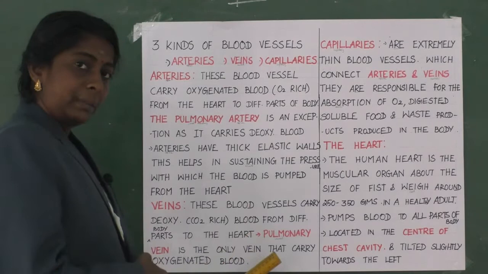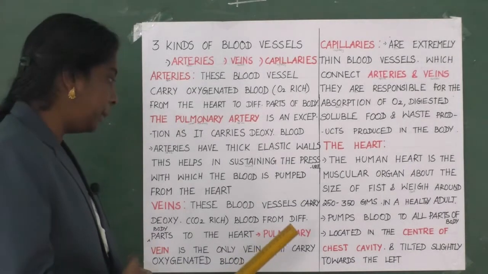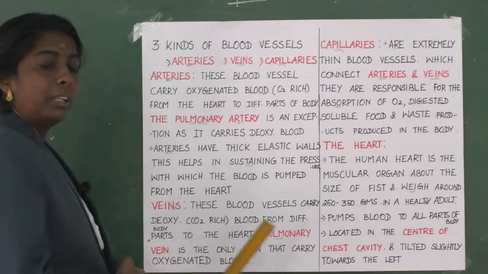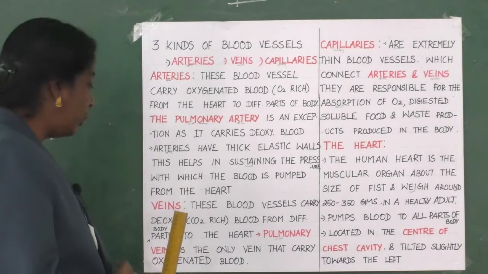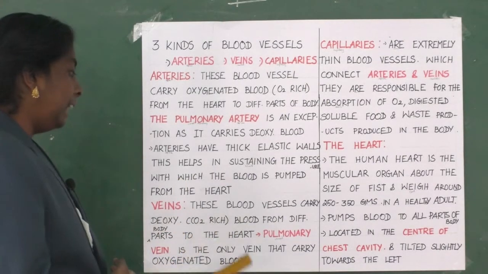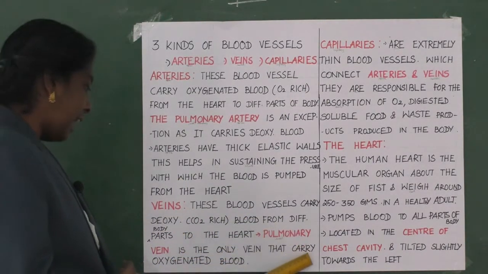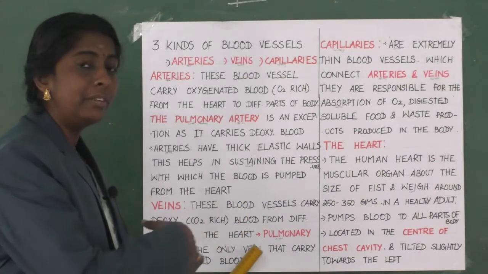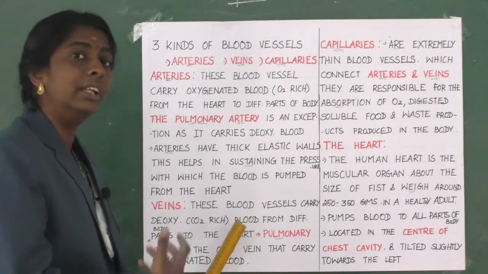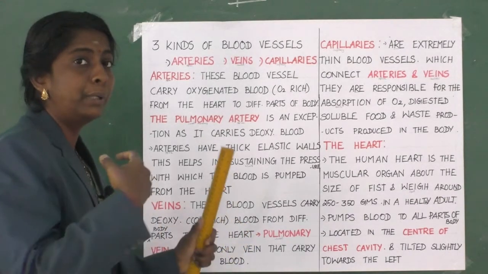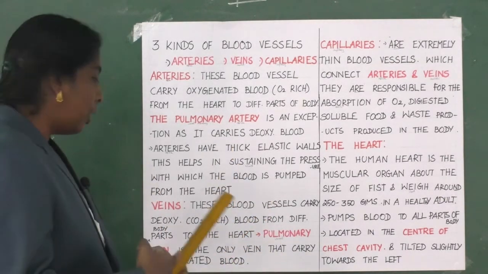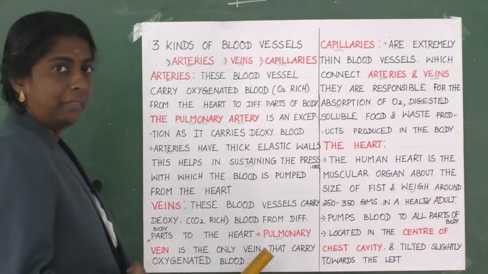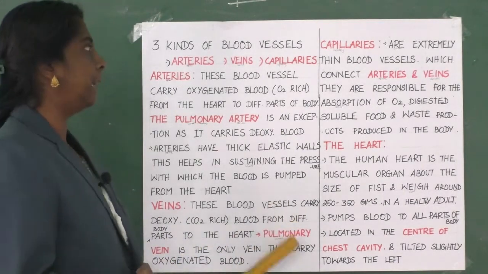There is an exception here also. What is that exception? The pulmonary vein. What will it do? It is the only vein that carries oxygenated blood. Otherwise, all the different types of vein will carry deoxygenated blood. So this pulmonary vein will carry oxygenated blood.